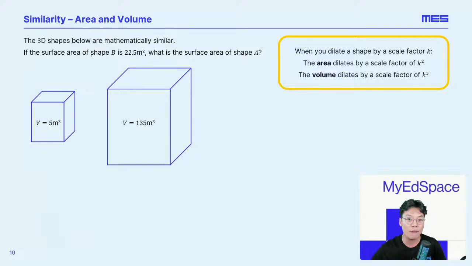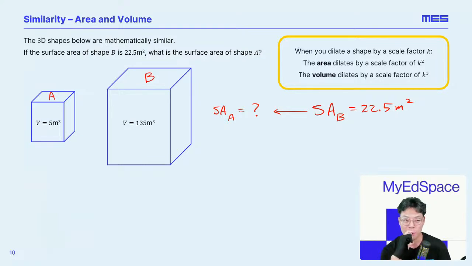If the surface area of shape B, let's call this B, and let's call this A. If the surface area of shape B is 22.5 meters squared, what is the surface area of shape A? Oof. Okay, let's take a look. The surface area of shape B is equal to 22.5 meters squared. So in some way, we have to use a scale factor to get to the surface area of shape A. This is what we are looking for. But we're given volume.